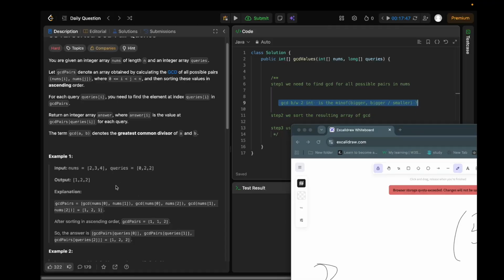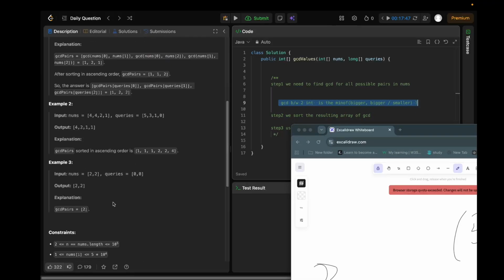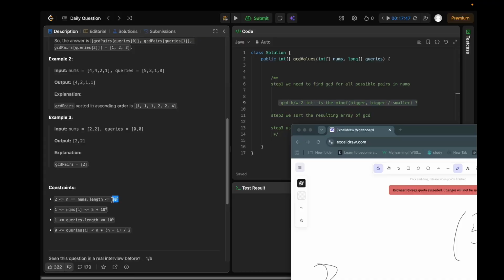Okay, but then the thing is we could have 100,000 values. Okay, same amount of queries, and queries[i] is less than n * (n - 1) / 2.